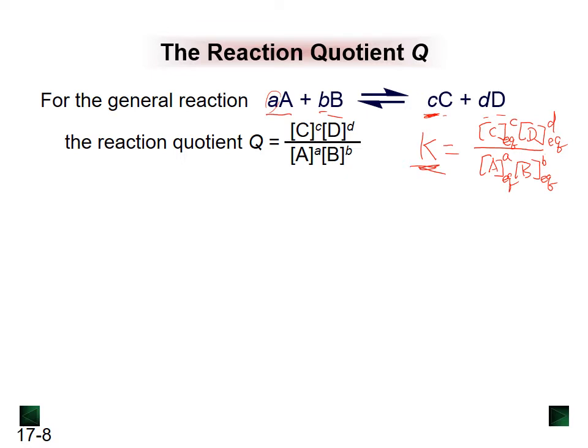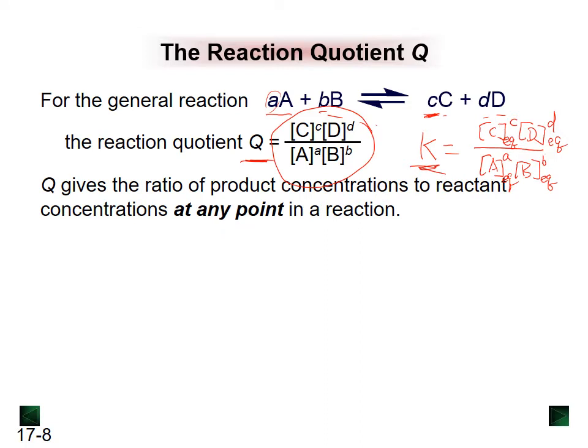Now, what if the reaction has not reached equilibrium yet? We can still use the ratio of the products C and D over the reactants, but these are not equilibrium concentrations yet, and so this ratio shouldn't be a constant. This is called a reaction quotient. So at any time, you can write a ratio of the product over reactants, but this is not a constant, and this is called the reaction quotient.